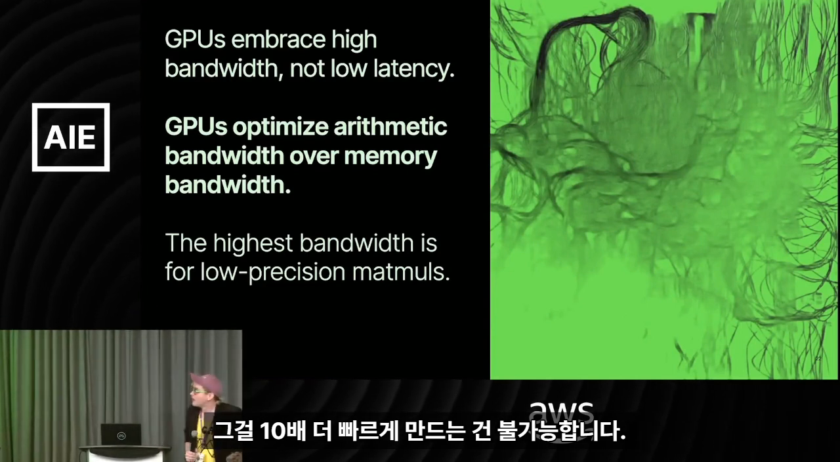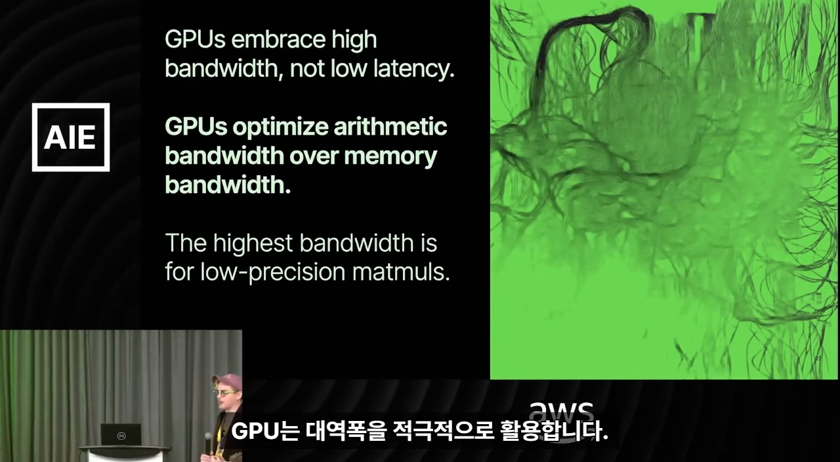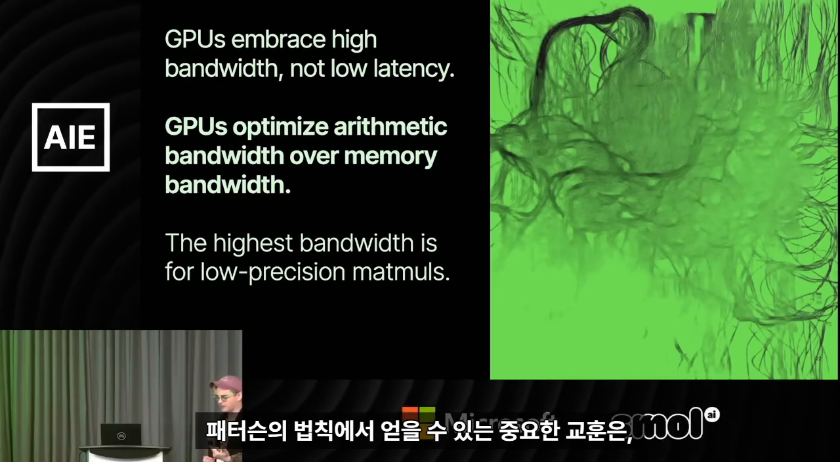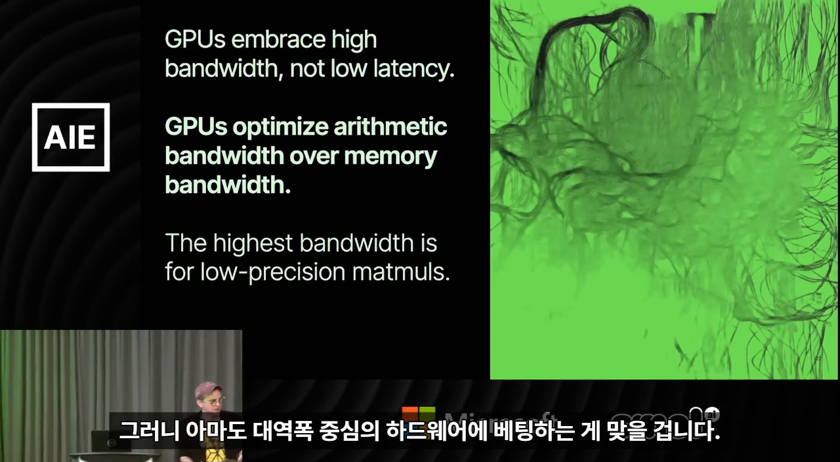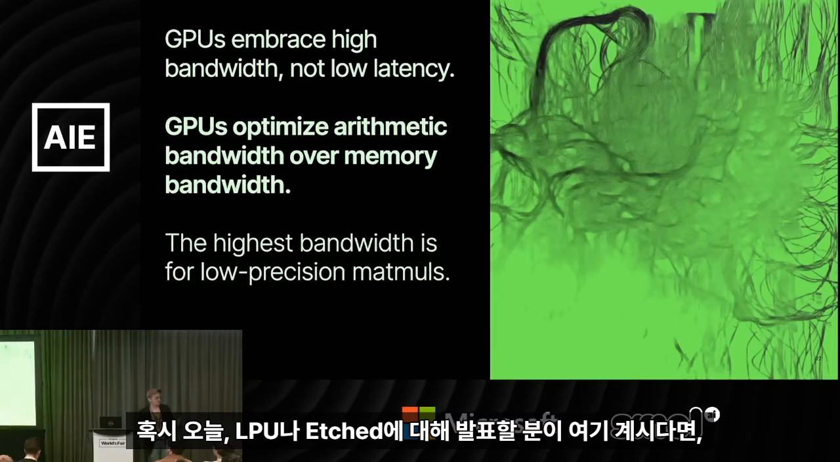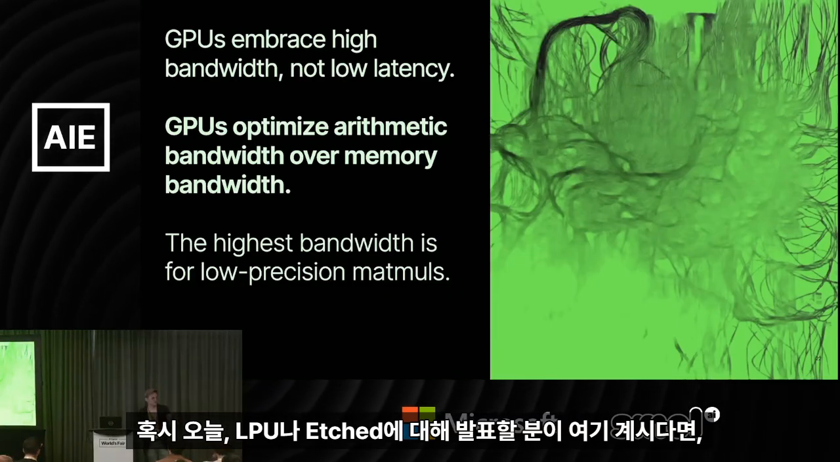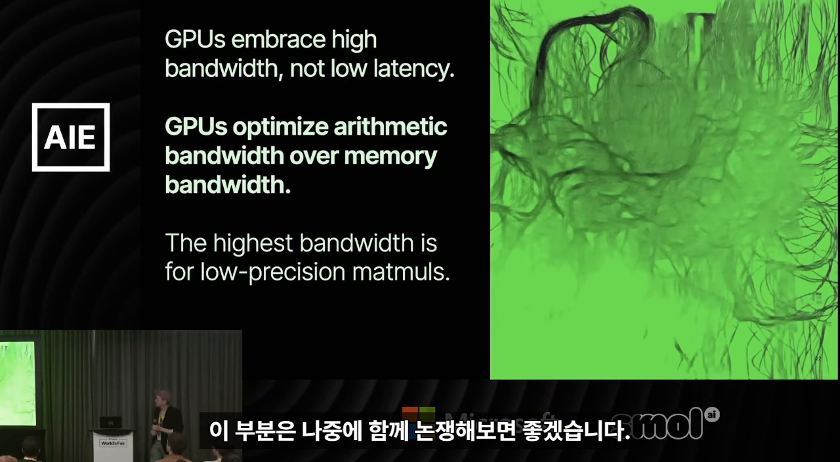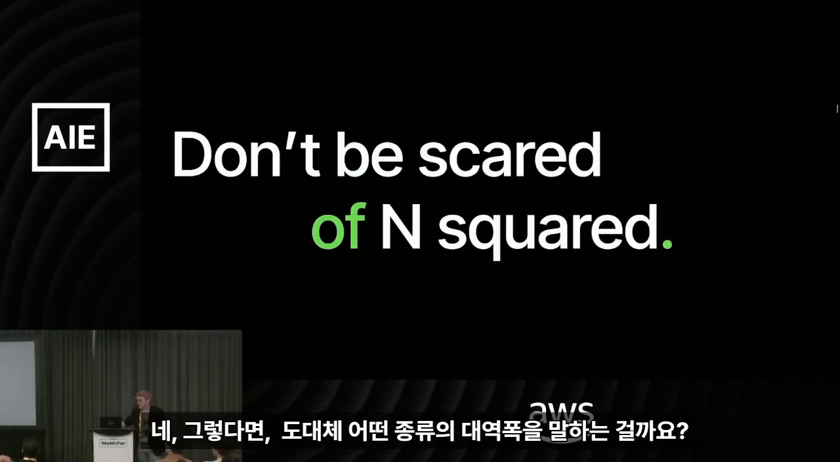All right, so that's bandwidth. GPUs embrace bandwidth. Maybe the big takeaway from Patterson's law is that bandwidth has won out over and over again, so maybe bet on the bandwidth hardware. I don't know if the person who's going to be talking about LPUs or Etched is here, but we should fight about this later. So what kind of bandwidth, though?